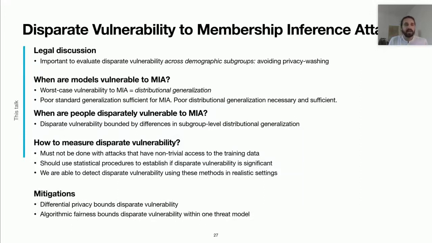Finally, on the practical side, we argue that one should not use attacks that have non-trivial access to the training data to measure disparate vulnerability. Something that we have in the paper, but not much in the talk, is that we should use statistical procedures to establish statistical significance, and we discussed various mitigation strategies against disparate vulnerability.